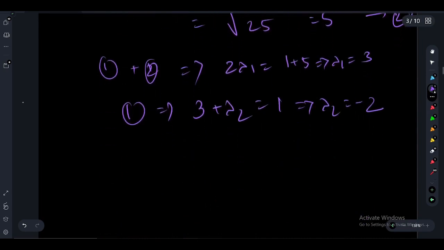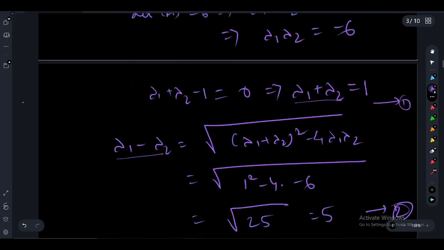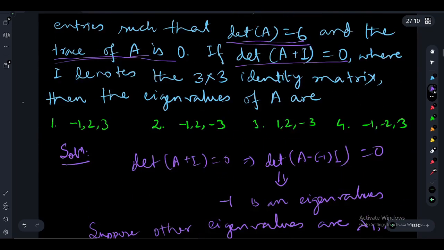Thus all the eigenvalues are 3, minus 1 and minus 2. It follows that option 4 is correct.